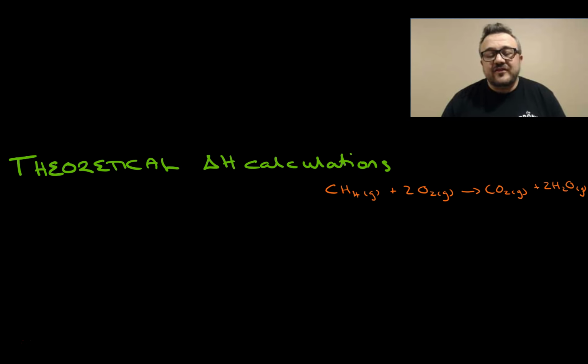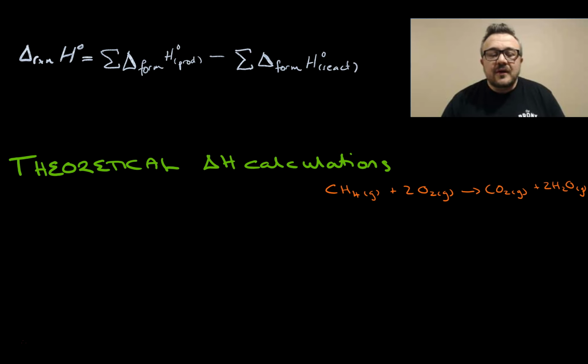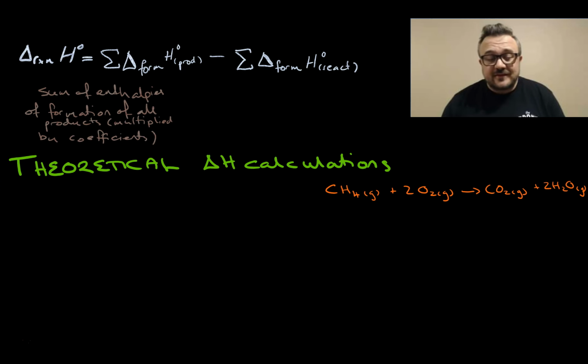So let's have a look at how we would calculate this in a theoretical sense. We're going to use the combustion of methane: methane plus 2 oxygen gives us carbon dioxide and 2 water molecules. In this case, we'd use the derived equation. So the enthalpy change of our reaction, RXN being short for reaction, is equal to the sum of the enthalpies of formation of the products, minus the sum of the enthalpies of formation of the reactants.